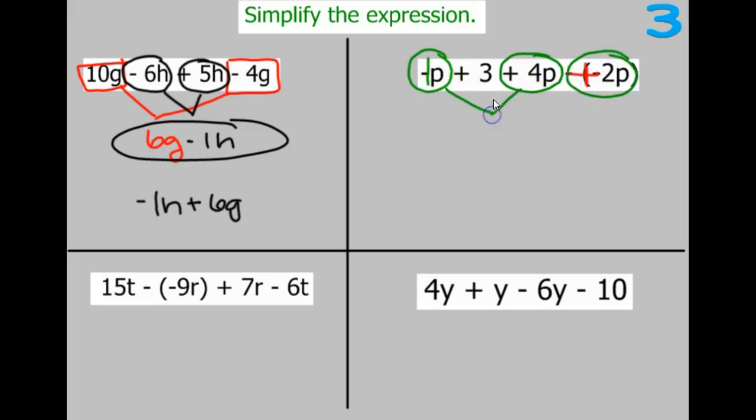So negative 1 plus 4, different signs, subtract. 4 minus 1 is 3. So we have 3P, but then there's 2 more. 3 plus 2 more is 5P. You could put in your calculator negative 1 plus 4 plus 2. And then last, we just have this positive 3.